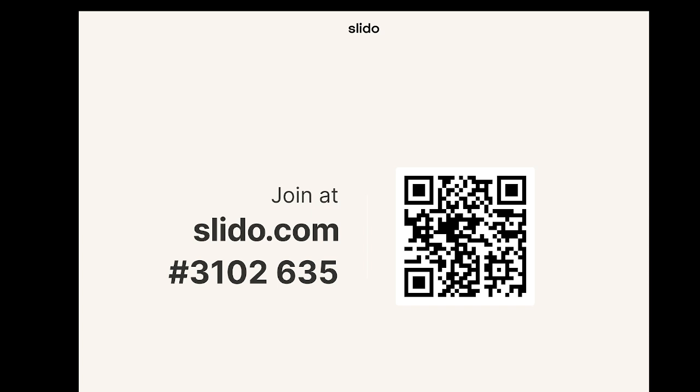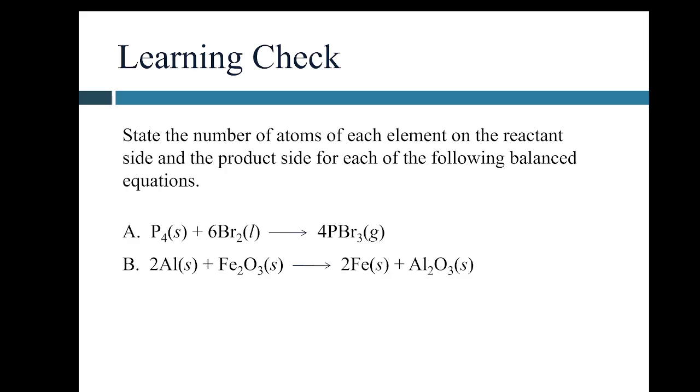All right. So let's go ahead and try these ones. Let's state the number of each element on the reactant side and product side. So how many P's are on the reactant side? 4, exactly. How many P's on the product? 4. Now, notice this says they're balanced equations. If you trust that, do you actually have to count them up on each side? No, it being balanced means they're equal on both sides, right?